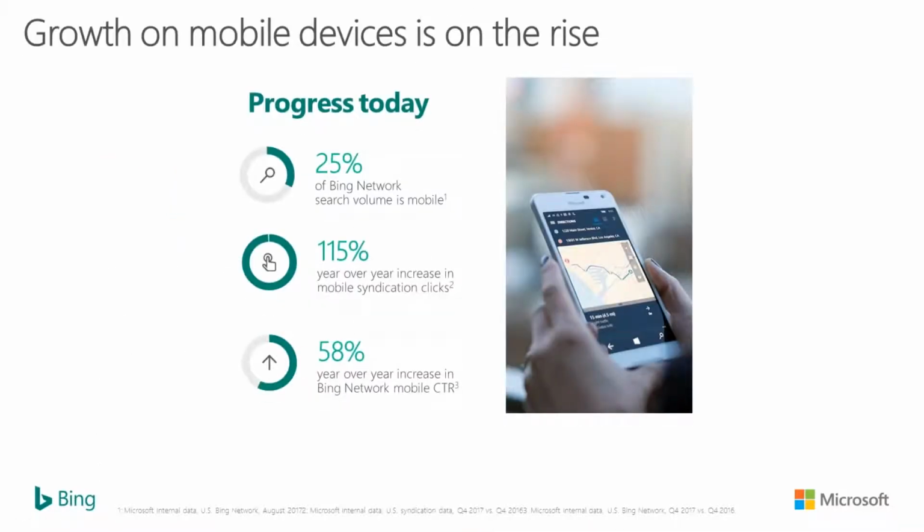So going into something that everybody talks about a lot, which is mobile. Mobile devices and mobile growth is on the rise. Today, 25% of Bing's total network volume is from mobile. We've seen good growth in our mobile syndication business and a 5x increase in mobile syndication clicks year over year. We've improved our mobile experiences and that has increased click-through rate by 58% year over year.